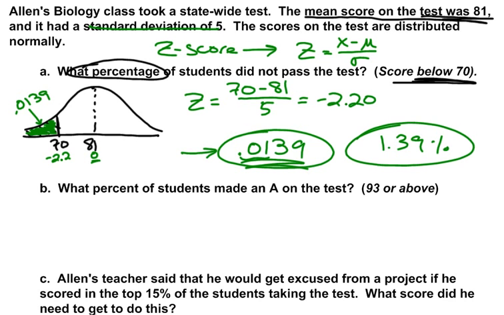All right, so we know that on this test, 1.39% of the students that take it do not score a 70 or better. They score below 70. All right, part B says, what percent of students made an A on the test?